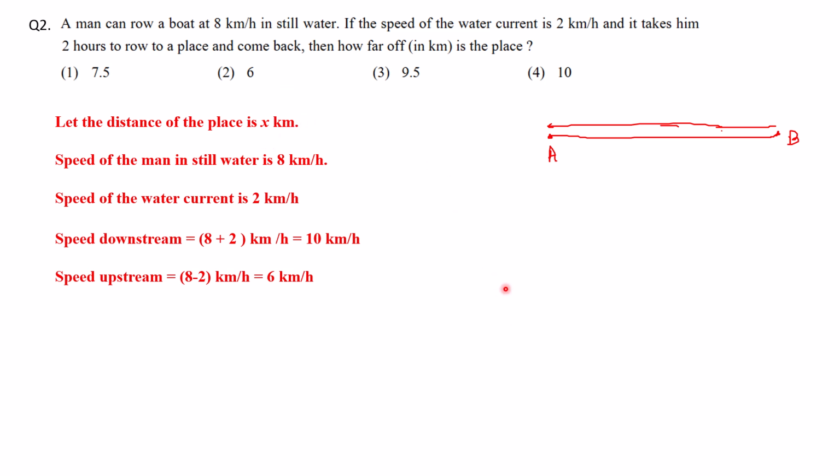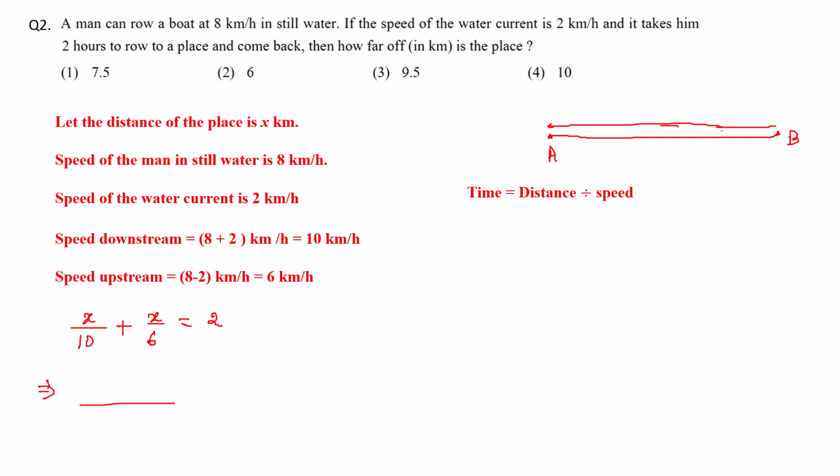So how to find time? You all know that the formula for time is distance divided by speed, isn't it? Here distance is x and the speed of downstream I am finding out, that is 10 km. So time taken to go downstream is x by 10 plus time taken to go upstream will also be distance divided by speed, and this total is given as 2 hours. The total time he took is 2 hours.